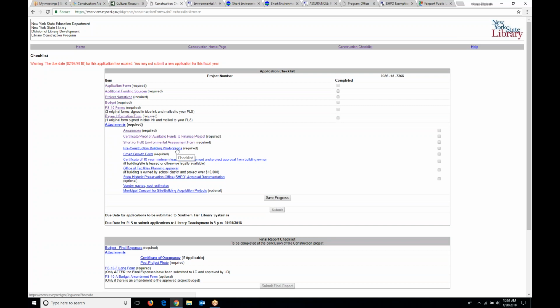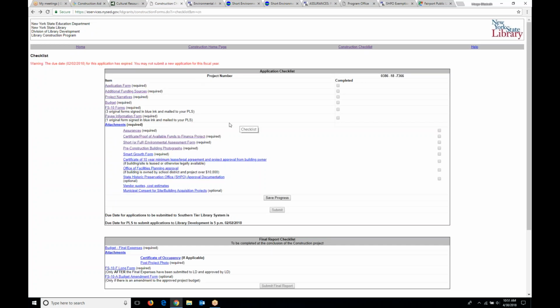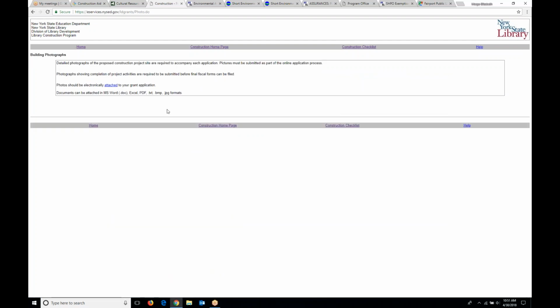Brad just asked, does the Board of Trustees need to do a formal declaration as a lead agency? No, they do not. Not in libraries, they don't. But they do have to assure the state that they are going to be financially liable for their match of the funds and manage the project ethically and appropriately. Pre-construction building photographs, you are just uploading.